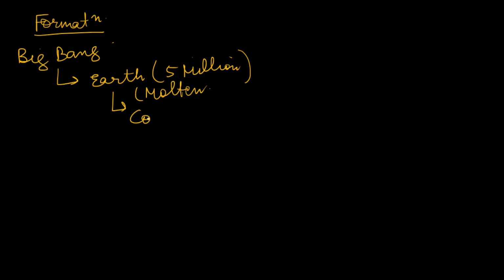Then it started to cool down. Sorry, the temperature of Earth was 5 million degrees Celsius. Not years, it is 5 million degrees Celsius. That is why the Earth was in a molten state. And then the Earth started to cool down. During the cool down phase, it was contracting.